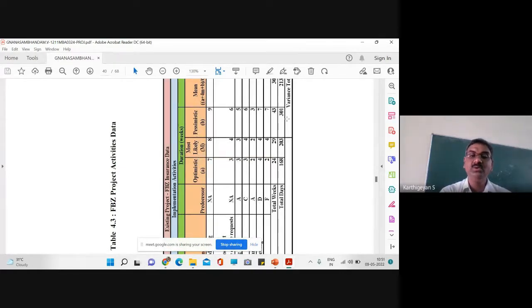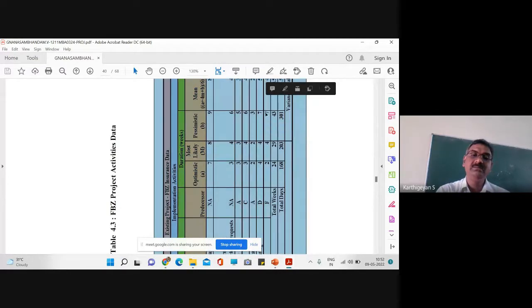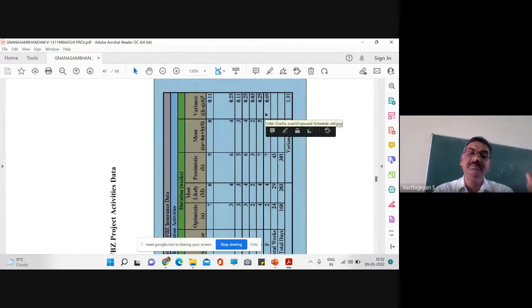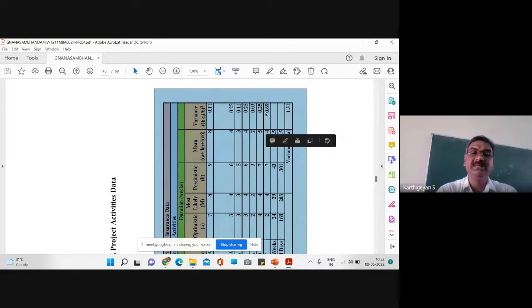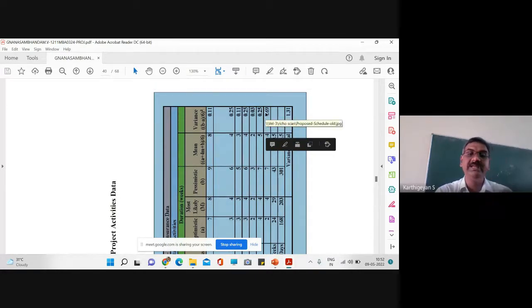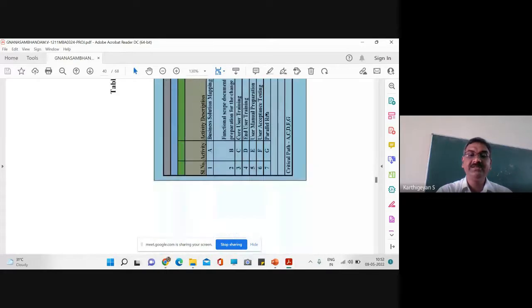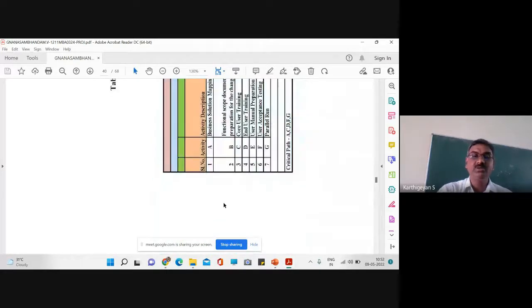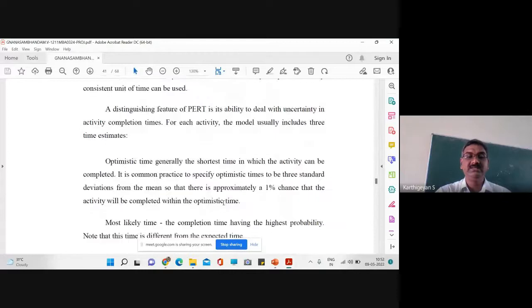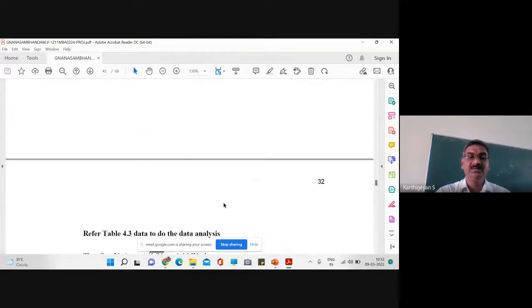So he has found out 3 different time limits, and then he found out the mean, right? Mean is a plus 4m plus b by 6, that is the formula to find out the mean, and the variance is b minus a by 6 the whole square for each activity. And after that he wants to minimize, right? So he wants to club. So I'll go to the result straight away. Okay, so this is the methodology he has applied.